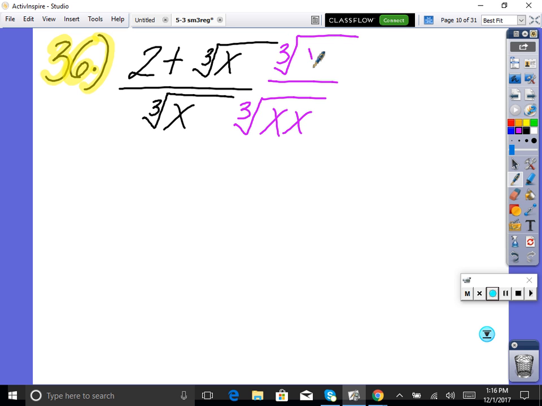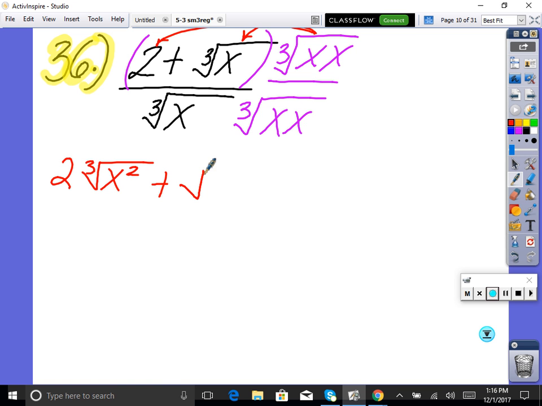Now here's where people mess up though. Let me show you exactly what they do on the test. They write it like this and then they only distribute this to this, which is wrong. If you have 2 terms, you've got to use parentheses. So now it's this times the entire top. So that times 2 is 2 cube roots of x squared. Now this times this, everybody look very carefully, plus the cube root of x cubed.